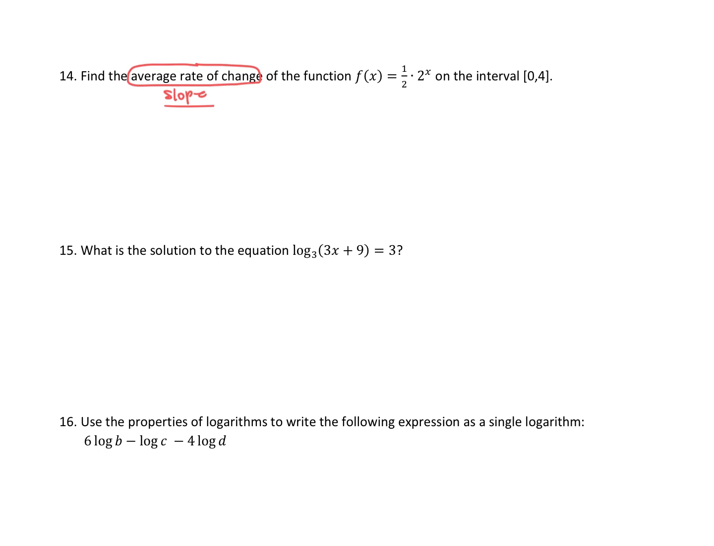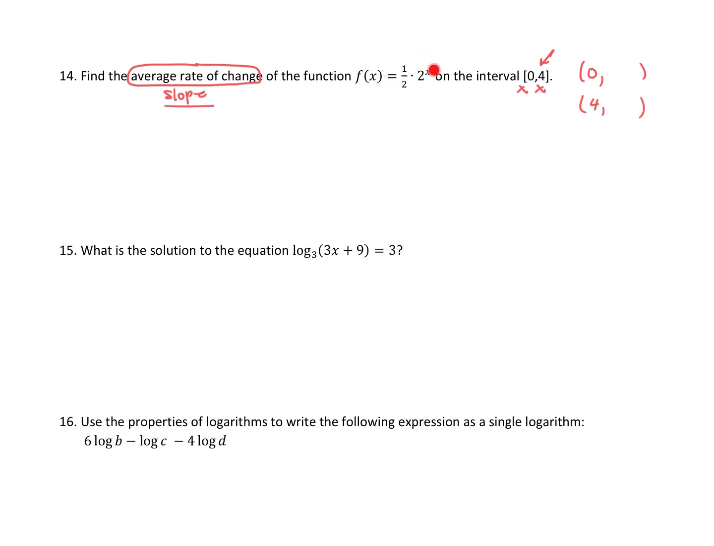So the interval that they give us over here, those are the x's of the two ordered pairs that we're going to use. So one ordered pair will have a 0 for the x, and the other ordered pair has a 4 for the x. So what we're missing are the y values. I think the easiest way to find that is on your graphing calculator.